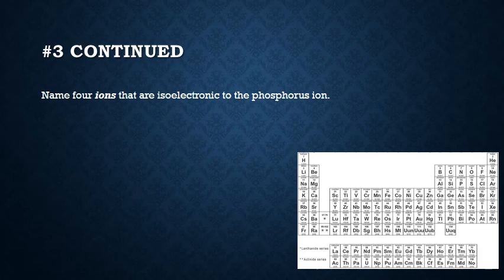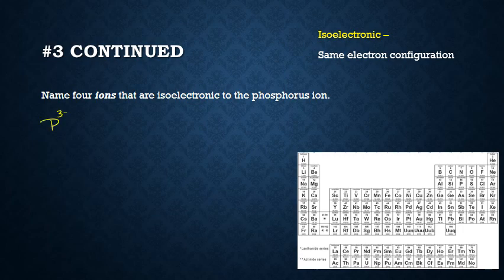Okay, we're now looking for ions that are isoelectronic to the phosphorus ion. Reminding you that isoelectronic means they have the same electron configuration. Well, we'd already discovered that the phosphorus ion happens to have the same electron configuration as argon. So any ion that has that configuration would qualify.